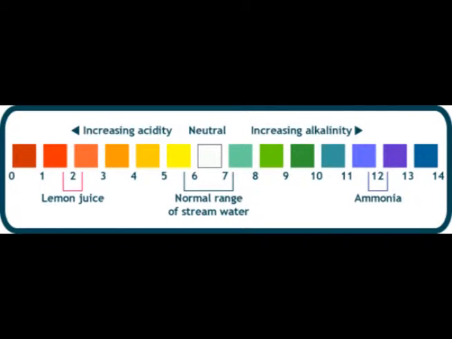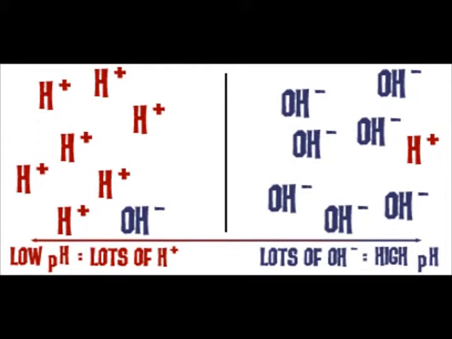How acidic or basic a solution is measured using the pH scale. The higher the pH of a solution, the higher concentration of hydroxide anions, and the lower concentration of H plus cations. The opposite is true for low pH levels. Adding acids to a solution decreases the pH, and adding bases increases it.